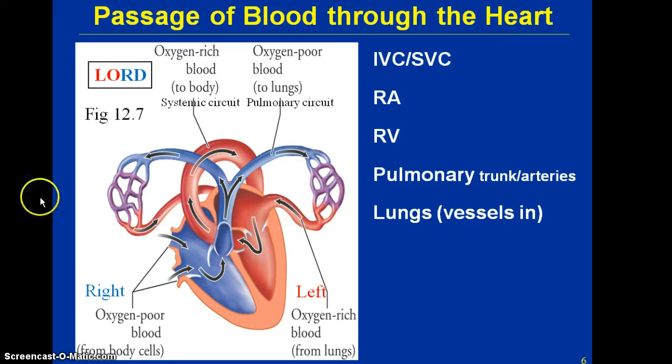You can see the capillary beds here in the lungs where exchange happens. Oxygen diffuses into the blood and carbon dioxide leaves the blood. The pulmonary veins carry the oxygenated blood back to the left side of the heart, the left atrium first, then the blood moves into the left ventricle, and the left ventricle pumps blood into the aorta, which is the largest artery in the body.